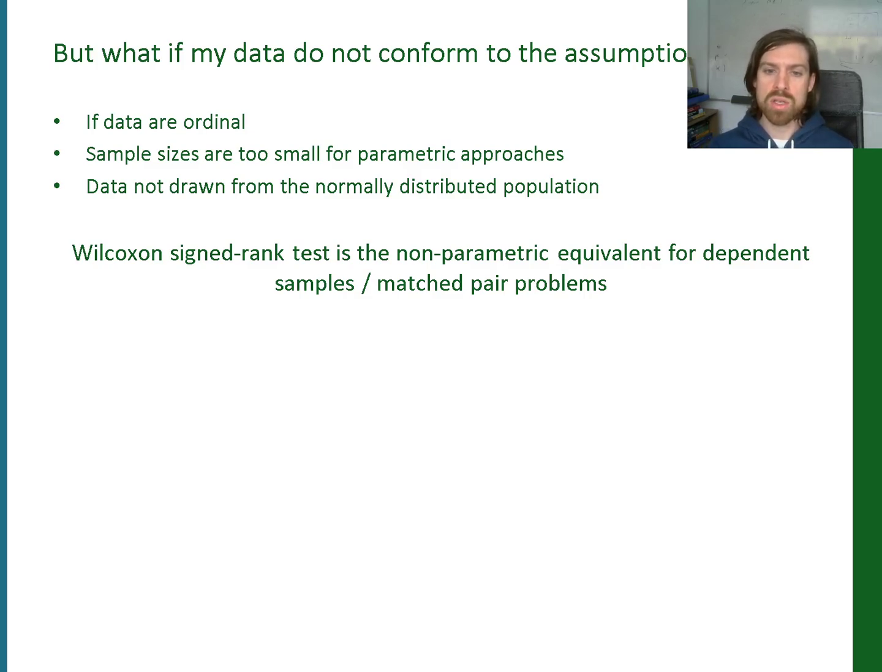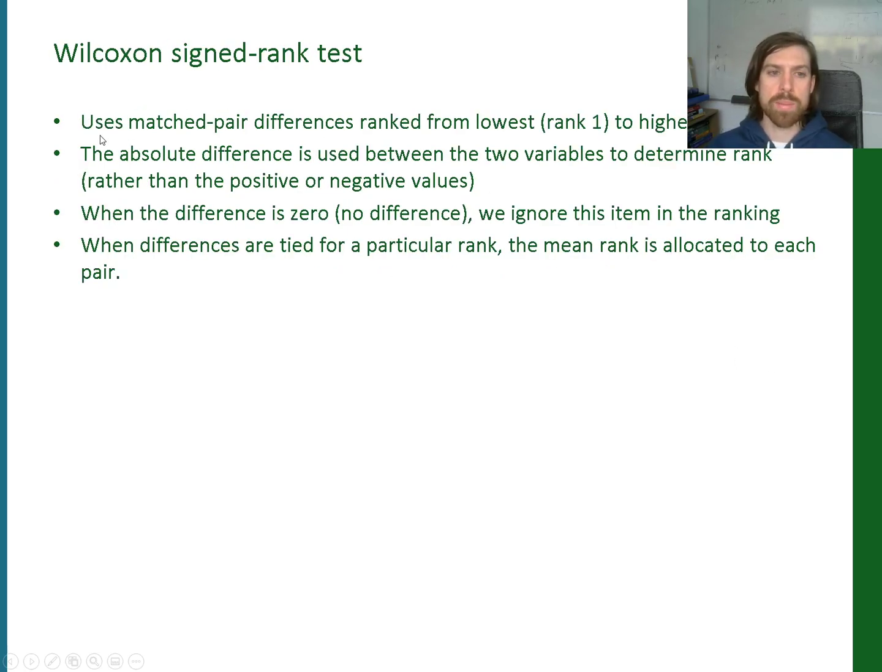Okay. So the Wilcoxon signed rank test essentially is the non-parametric equivalent for the student t-test. So what does it mean? Well, we use the matched pair differences ranked from lowest to highest. So let me just work through this summary, and then I'll give you an example of how we do this.